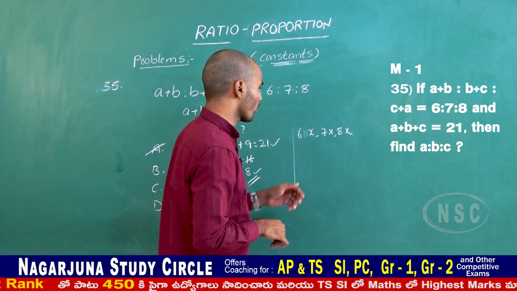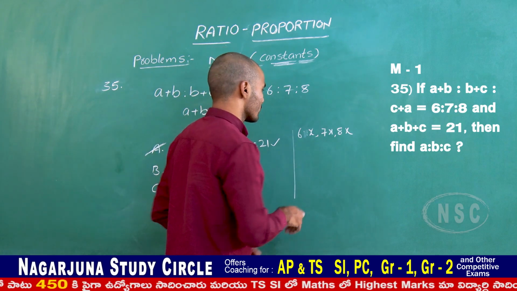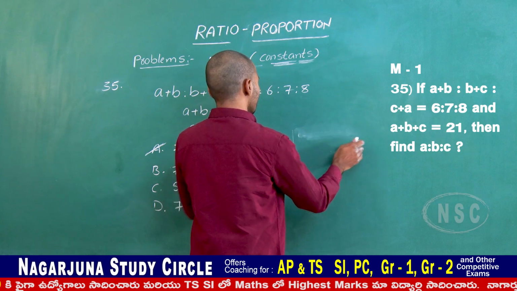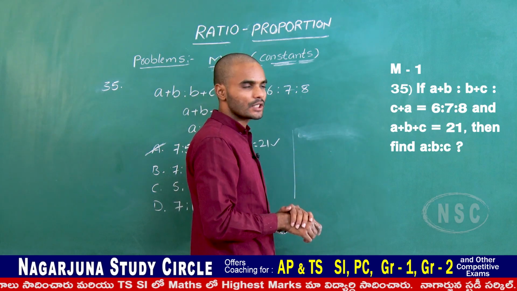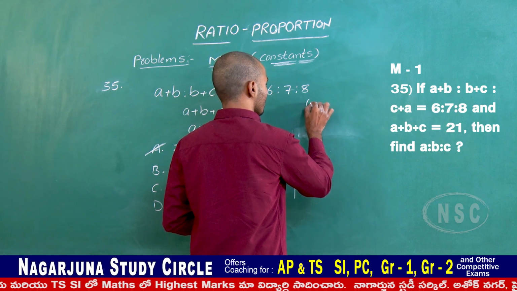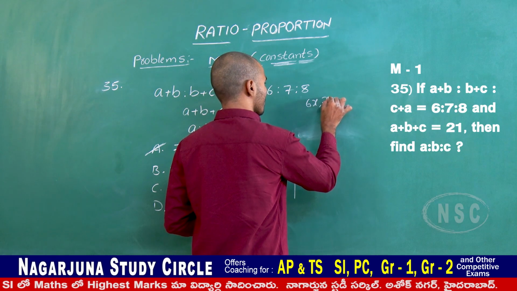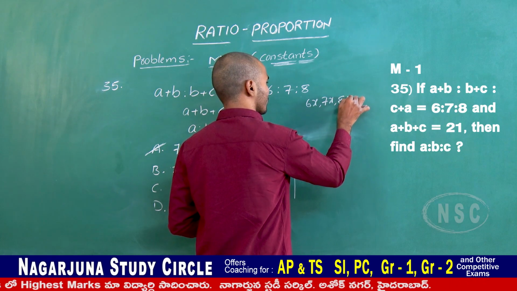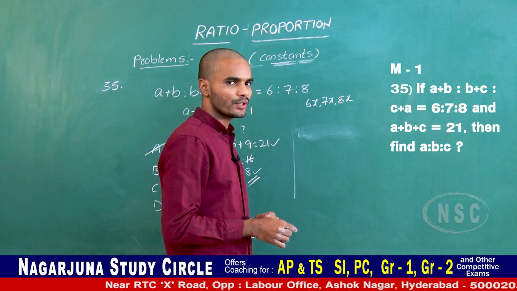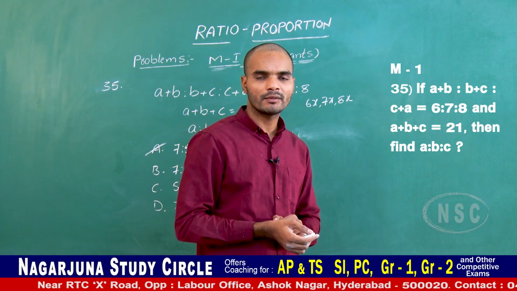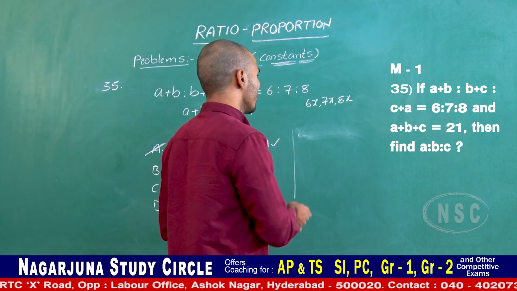Just to see the process. 6, 7, 8 are the ratio, and 6x, 7x, 8x are the numbers, because when a ratio changes to numbers, it multiplies with a constant. Okay, these are the numbers.